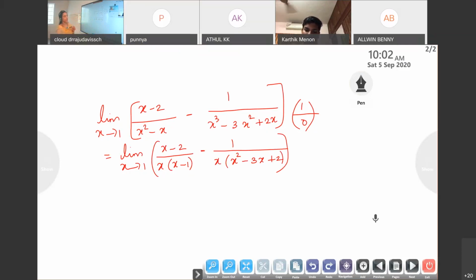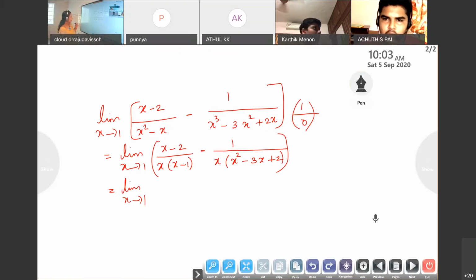X squared minus 3x plus 2, which is the same as... Ma'am, I have a doubt. Yes. Ma'am, here when we are substituting x, we are getting 1 by 0. Yes. So earlier we got 4 by 0. That is also not defined, right? Yes. In the previous one, that's what I'm saying, that is not defined. So there are some exceptional cases where we will get the limit as undefined.